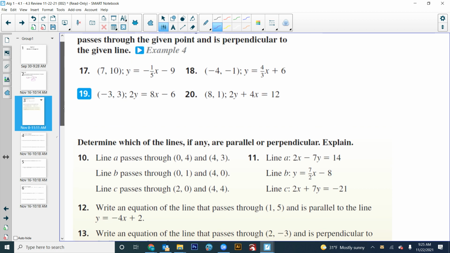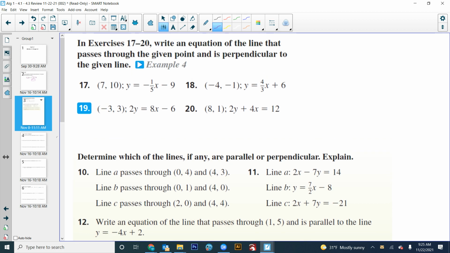Here's the homework. Okay, let's look at 17 through 20 right now. Did you have to do 17 through 20? Or were they odds, evens, what? 18. Okay, 18 and 20. It says, write an equation of that line, passes through. Okay, just what we just talked about. What's my slope here? This one's done, right? Solve for y. What's my slope there? It's 4/3.